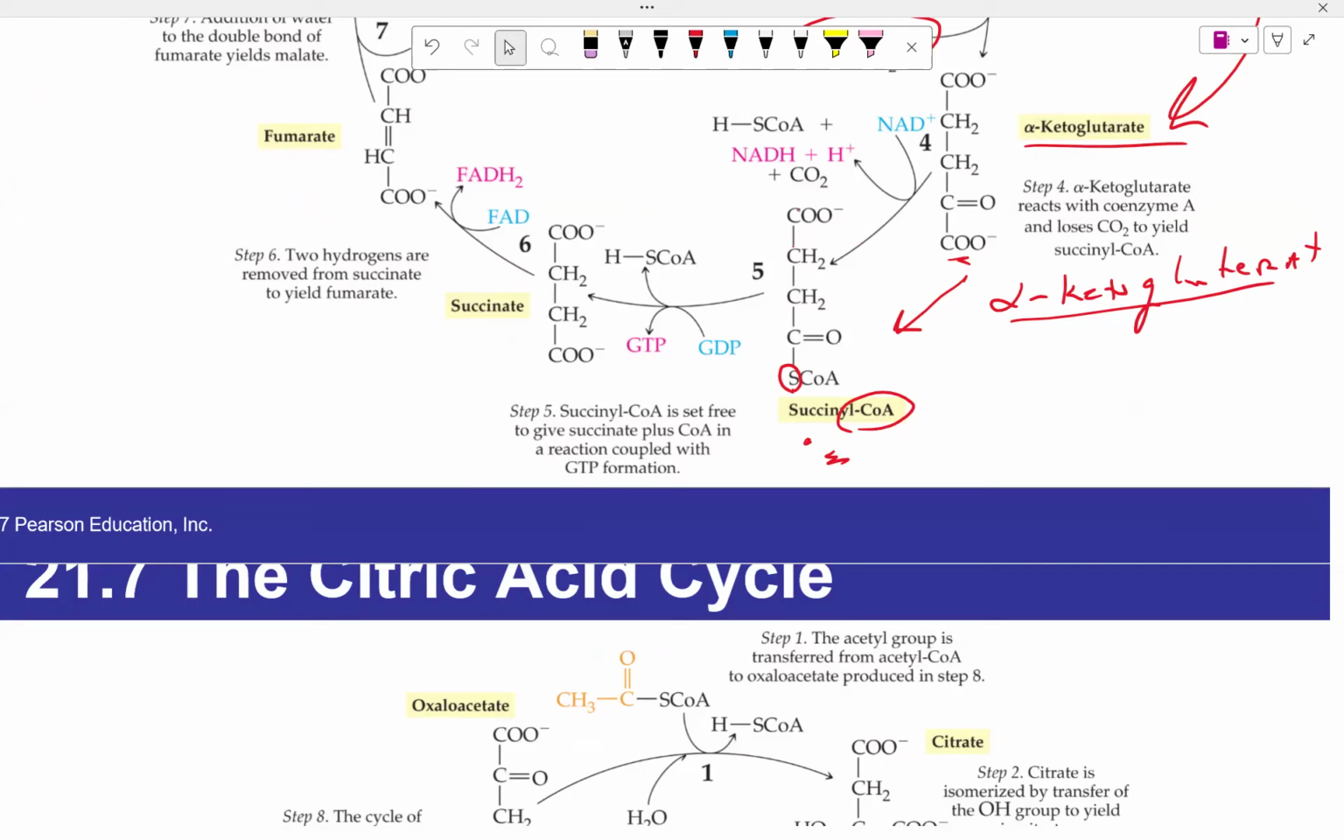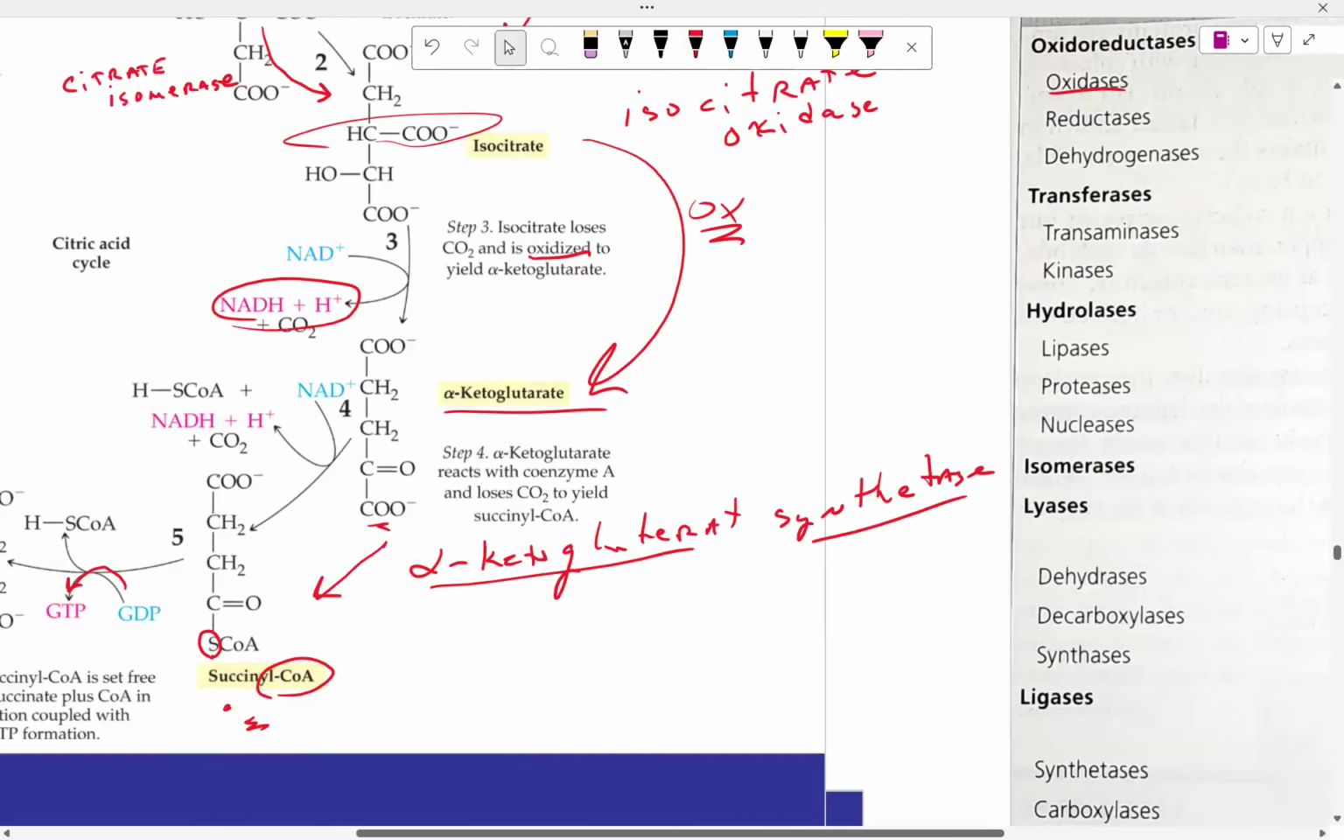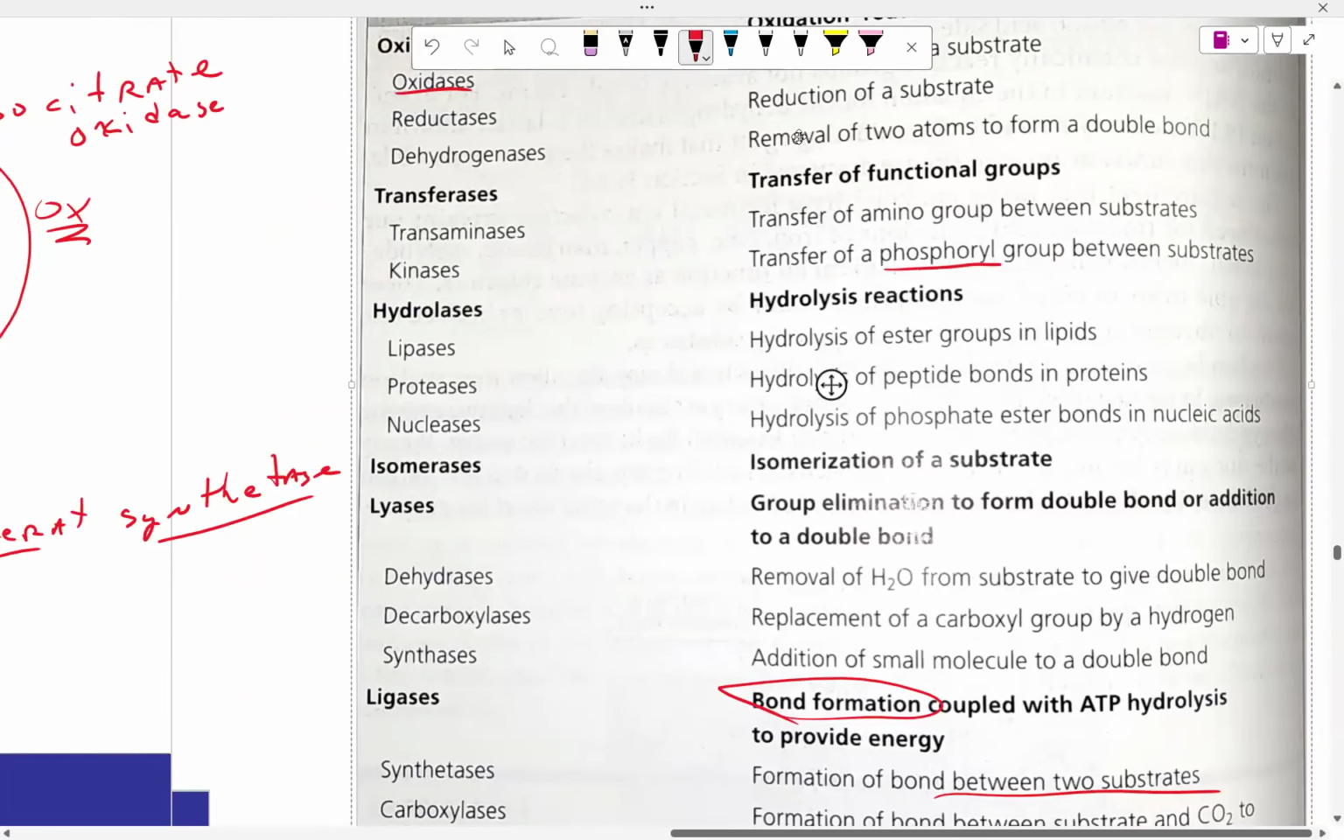Okay, so this is one step where they're actually producing a GTP from a GDP. So what's happening here is a kinase because we're transferring a phosphate group. So this reaction here is going to be a kinase. And the substrate is going to be succinyl CoA. So succinyl CoA kinase. Again, kinases transfer phosphate groups between substrates.